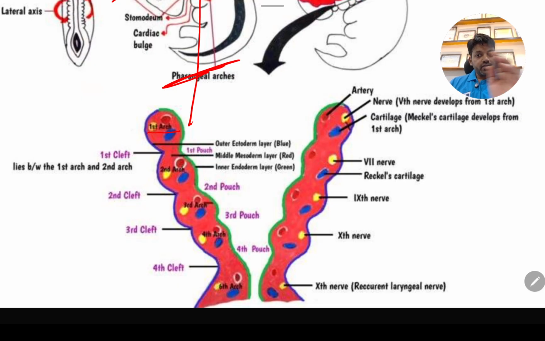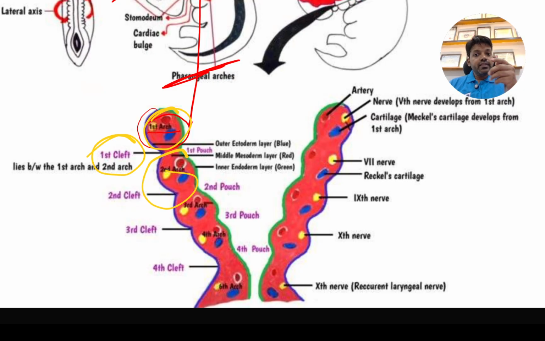For us, the most important parts in the ear right now in this topic will be these 3 things: first arch, second arch, and the first cleft. So we learned these few things. One is pharyngeal arches, and how many arches there are. Then cleft. What is a cleft and what is a pouch?